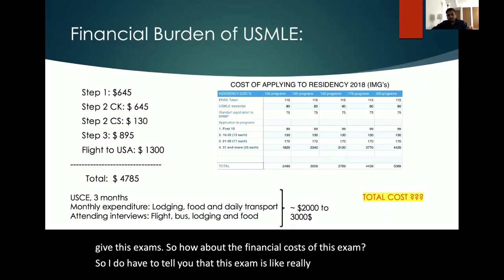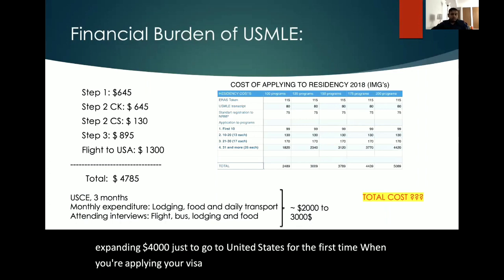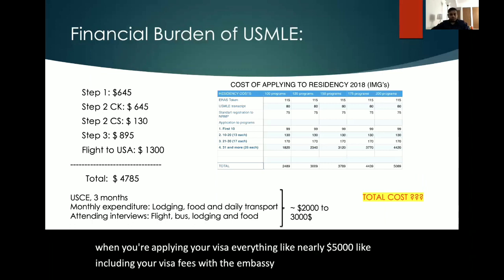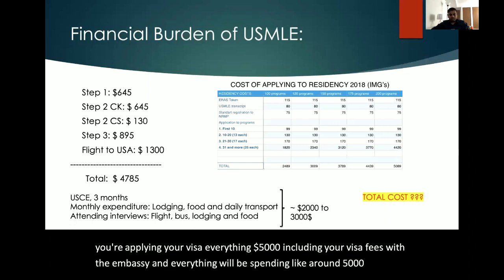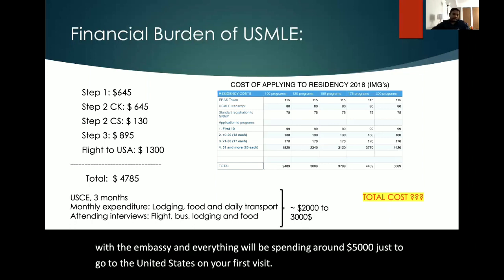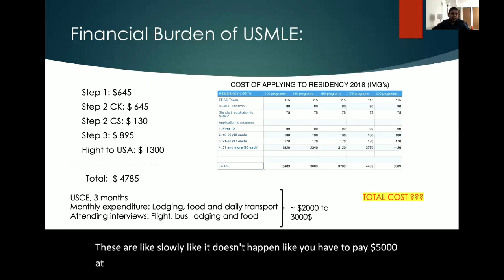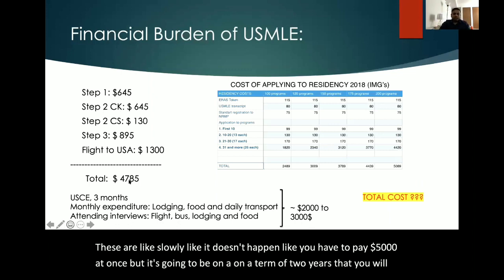You are expending nearly $4,000 just to go to the United States for the first time. When you are applying for your visa, including your visa fees with the embassy and everything, you'll be spending around $5,000 just to go to the United States on your first visit. You don't have to pay $5,000 at once, but it's spread over a term of 2 years that you will already be spending $5,000.